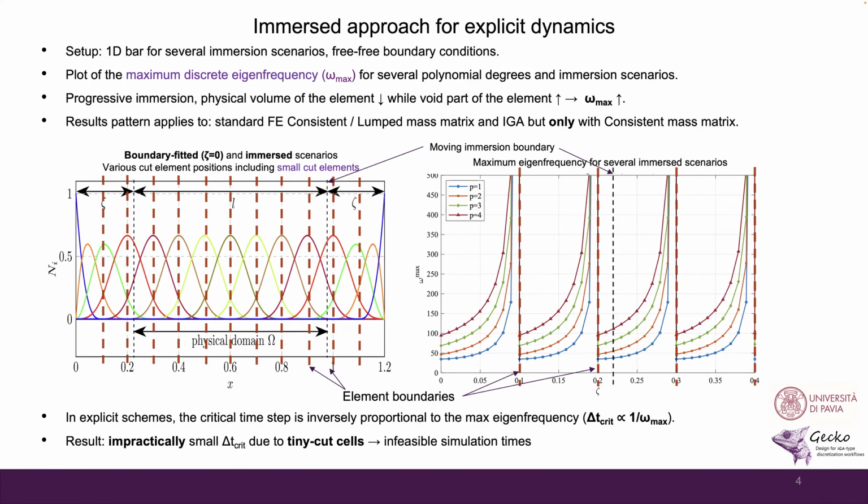It is important to keep in mind that in explicit dynamics, the critical time step is inversely proportional to the largest eigenfrequency. As a result, in the case of a diverging largest eigenfrequency due to the presence of tiny cut elements, the critical time step can become impractical and lead to infeasible simulation times.